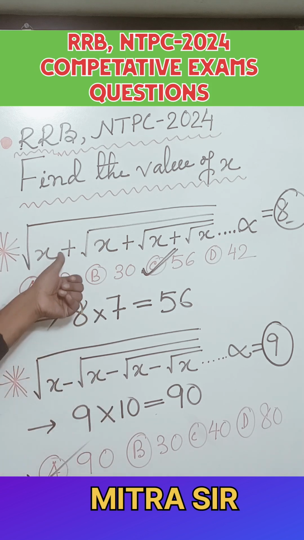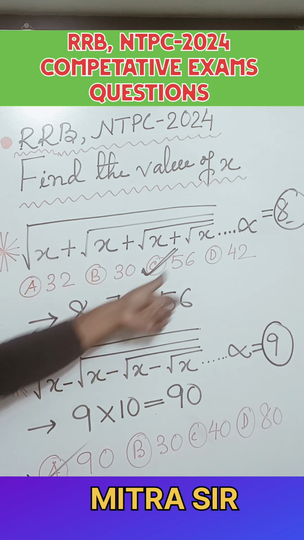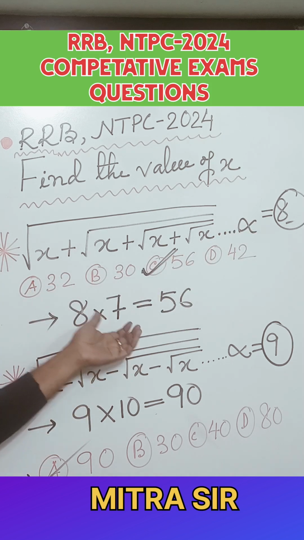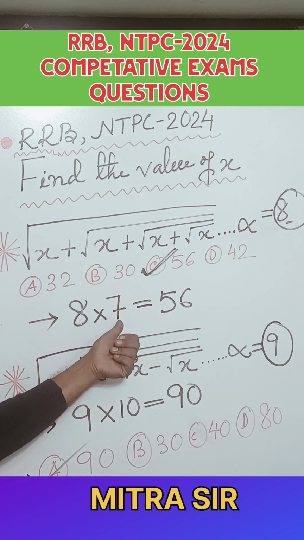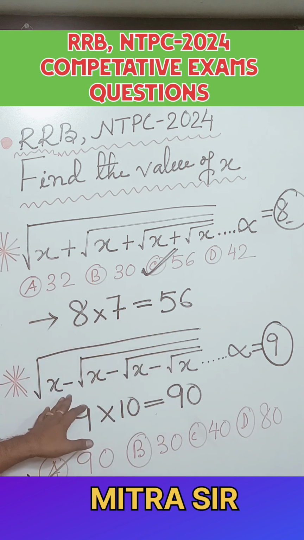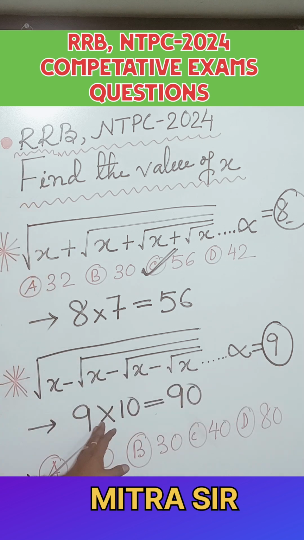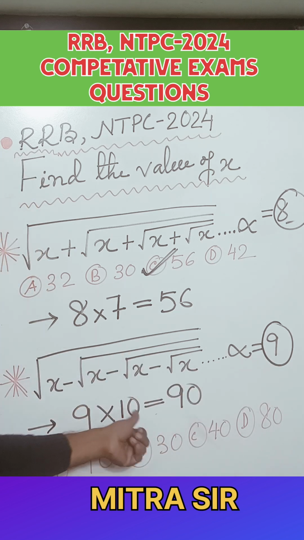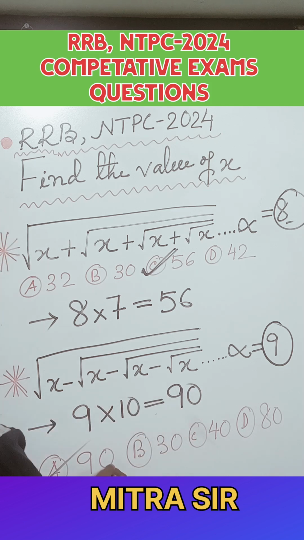So the difference is that in case of plus, whatever number is given, you have to multiply with the previous number, that is 7 for the number 8. But in case of minus, you have to multiply the given number with the next number after it, that is 9, then after that 10. So if you multiply, you get 90, so 90 is the correct answer.